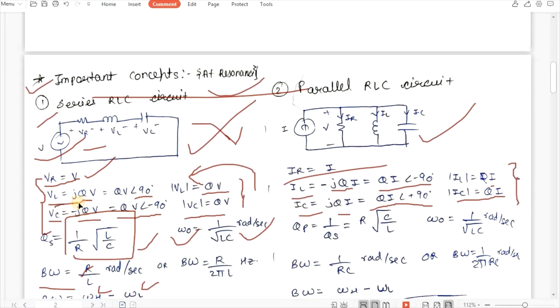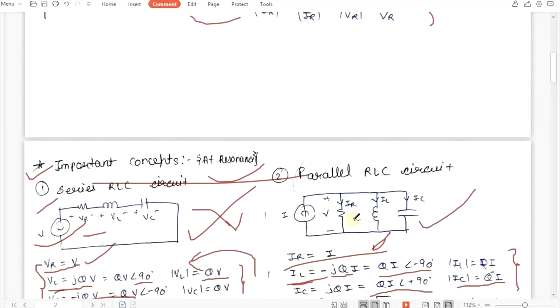Note one thing, IL and IC have the same magnitude. In series, VL was jQV, here in parallel IL is minus jQI. Note this thing, positive and negative. All this you can derive from the circuit itself. There is a derivation for this. If you want this derivation, please ping in the comment box. I will drop the drive link for this derivation.